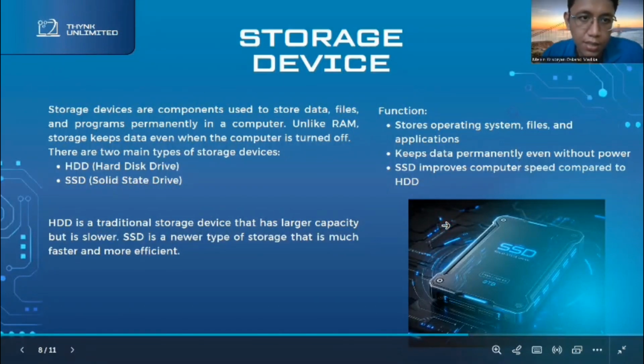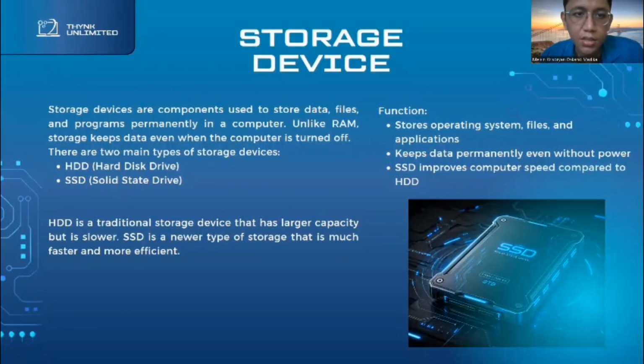And next is the storage device. Storage devices store data, files, and programs permanently, even when the computer is turned off. There are two main types, HDD and SSD. HDD has larger capacity but is slower, while SSD is much faster and more efficient. Their functions are to store the operating system, files, and applications, and to keep data permanently without power.